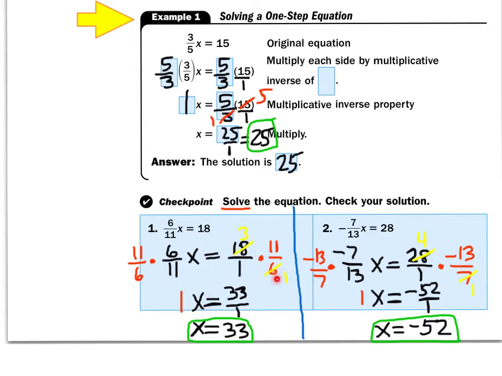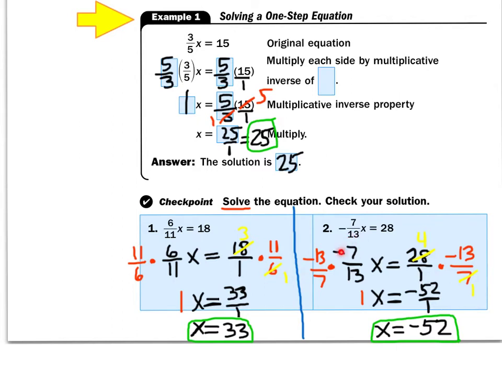And over here, look at the 18 and the 6. Their greatest common factor is 6. So 18 divided by 6 leaves you with 3. 6 divided by 6 leaves you with 1. 3 times 11 gives you 33 in the numerator. 1 times 1 gives you 1 in the denominator. So x = 33. Take a look at number 2.